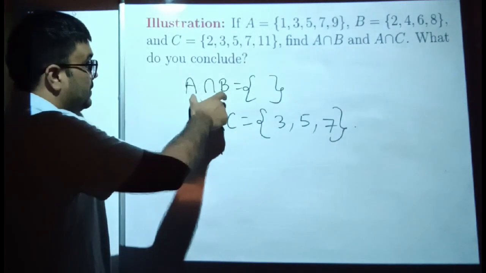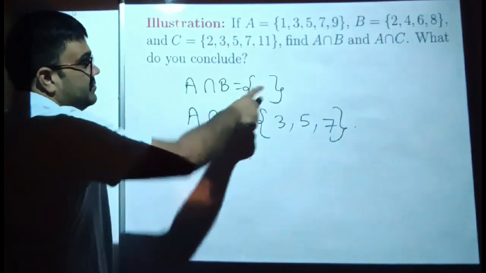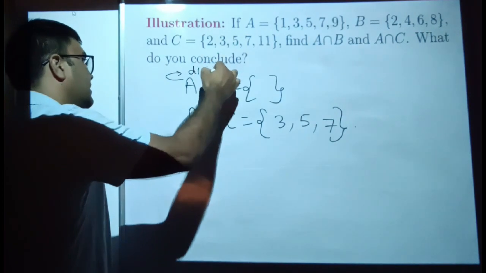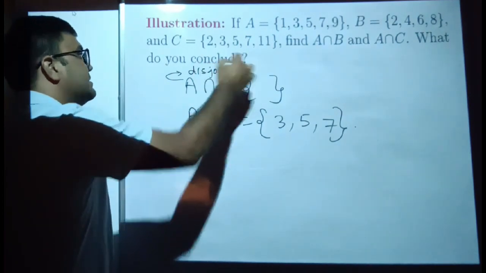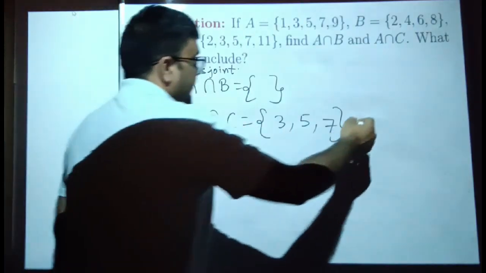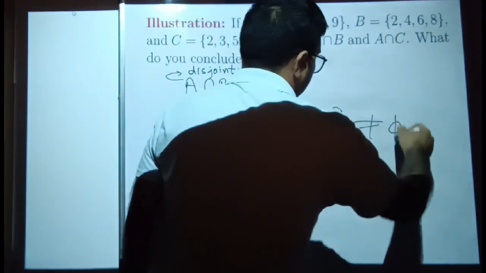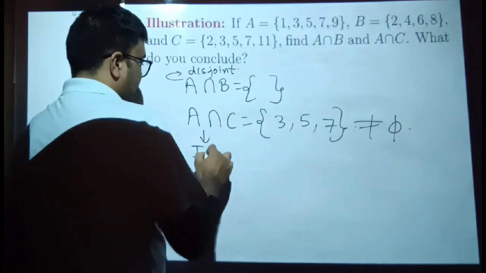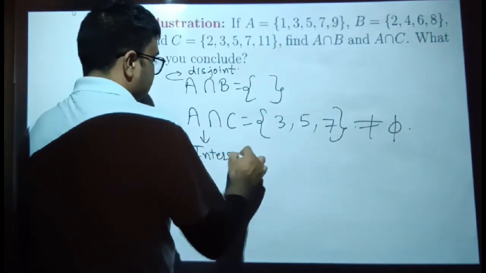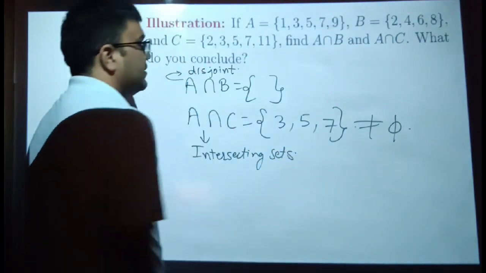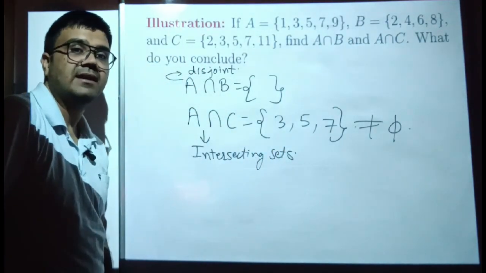So what we obtain over here is A intersection B is empty. It means A and B are disjoint sets, and A intersection C is not equal to empty. This is not equal to the empty set. It means A and C are intersecting sets. They are not disjoint. They are intersecting sets.